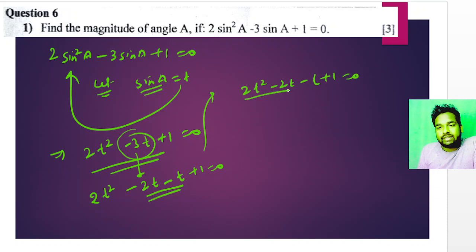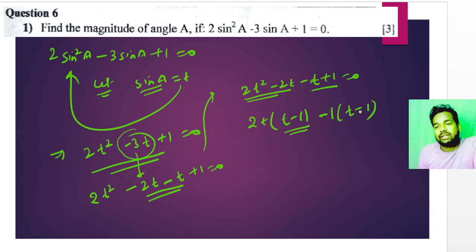Now I will consider the first two terms and the last two terms. From the first two you can take 2T as common, so you can write 2T into T minus 1. Now take minus 1 common from the rest, so you can write minus T minus 1 is equal to 0. You can see T minus 1 appears in both, so you can write T minus 1 into 2T minus 1 is equal to 0.